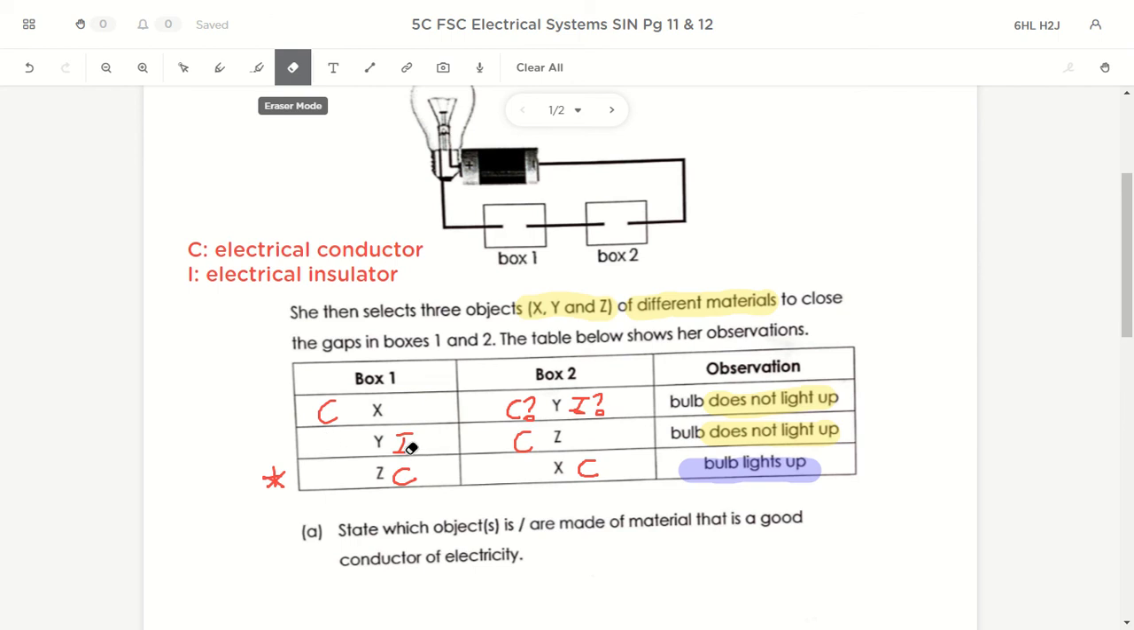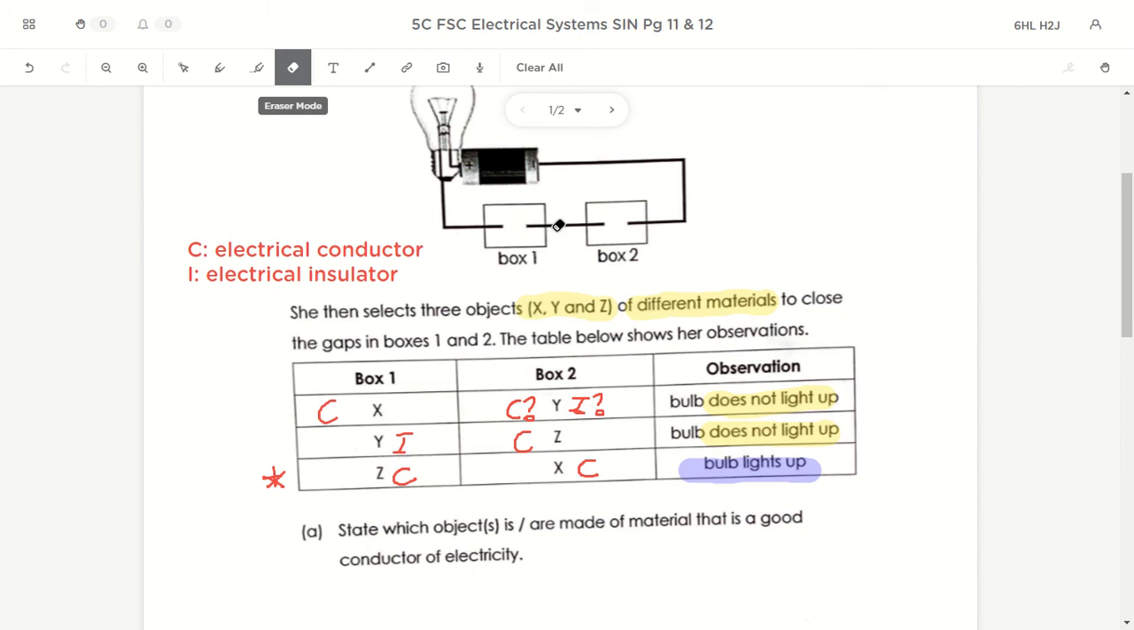Because if Z is the only one left behind, it will be able to conduct electricity. Electric current can pass through, the bulb will light up. However, Y is an insulator. Even though current can pass through Z, the electric current can't pass through Y because it's an insulator, that's why the bulb doesn't light up. Similarly, if I put X, which is a conductor, over here, electric current can pass through.